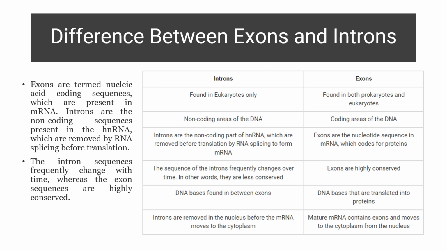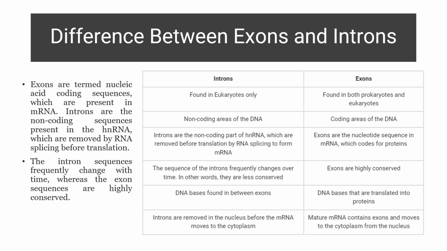Difference between exons and introns. Exons are nucleic acid coding sequences which are present in mRNA, and introns are the non-coding sequences present in hnRNA, which are removed by RNA splicing before translation. The intron sequence frequently changes with time, whereas the exon sequences are highly conserved. The table shows the difference between exons and introns.